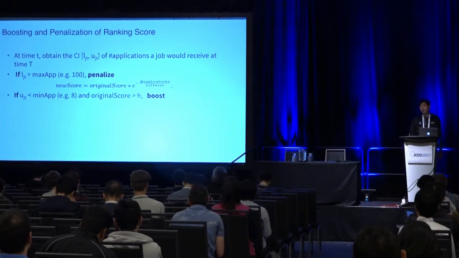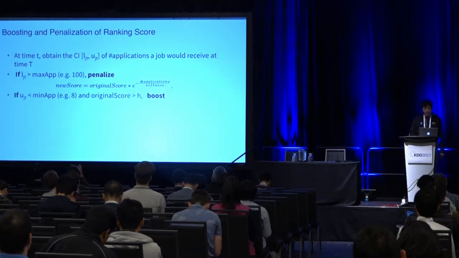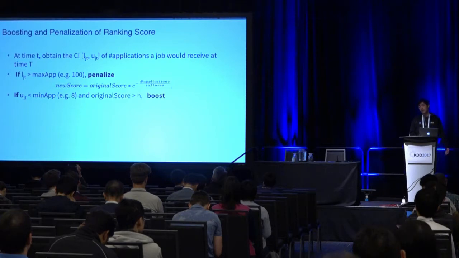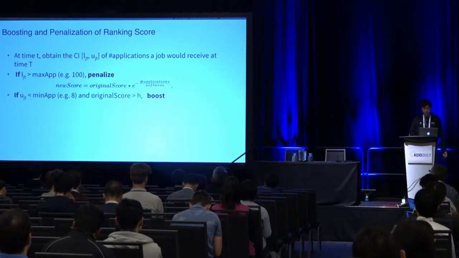So suppose the upper bound of the applications at the end of the day is going to be less than some threshold, let's say 8, right? That means we strongly believe that in 30 days the job is going to definitely under-deliver. That's why we may want to boost.